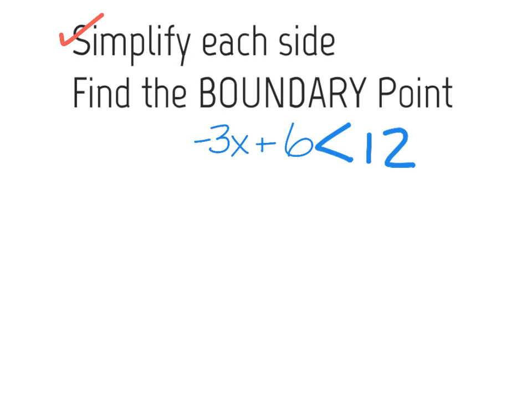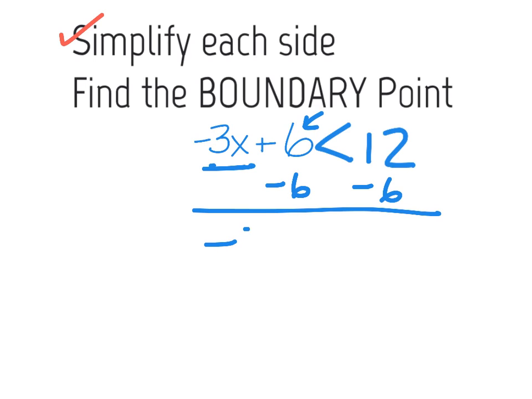So now we've already simplified each side. Now we're going to find the boundary point. And if we can just see the answer, that has to be negative 2, because negative 3 times negative 2 is 6, and 6 plus 6 is 12. Fine. If not, use your opposite operations. We're going to always look to get this by itself, so we're going to start here. Subtract 6 on both sides, get negative 3x, and 12 minus 6 is 6. I'm just putting that inequality symbol in there as a place marker, but I know I need to think about it a little differently in a moment.